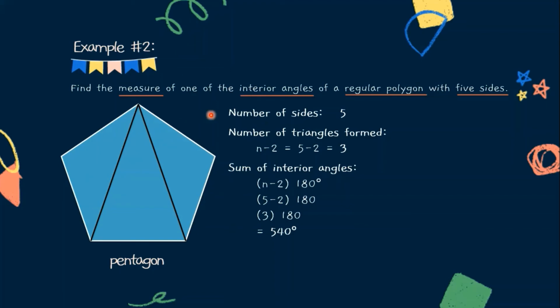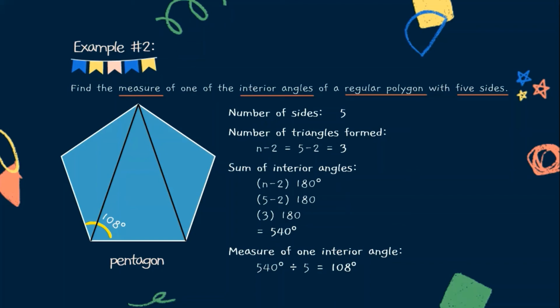Pero, for this example, ang kailangan natin sukat ay isa lang. Kaya what we'll have to do is to find the measure of one interior angle by dividing the sum of interior angles by the number of its sides or the number of angles. 540 degrees divided by 5 is equal to 108 degrees. Therefore, the measure of this one interior angle of a regular pentagon with 5 sides and 5 angles as well is 108 degrees. This is the most straightforward way on how we can solve this word problem.